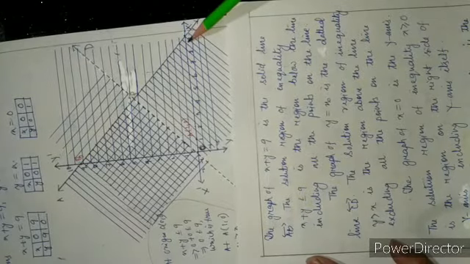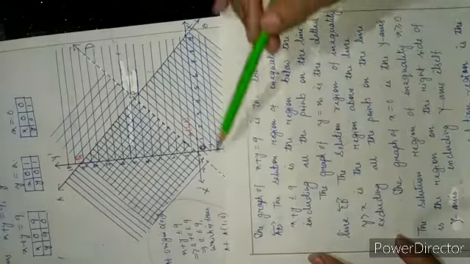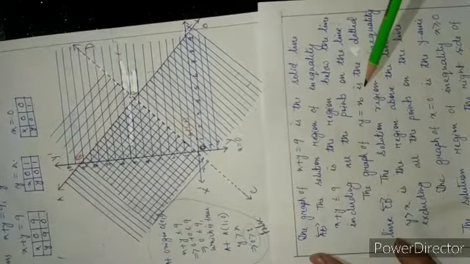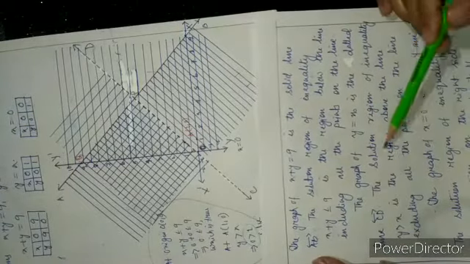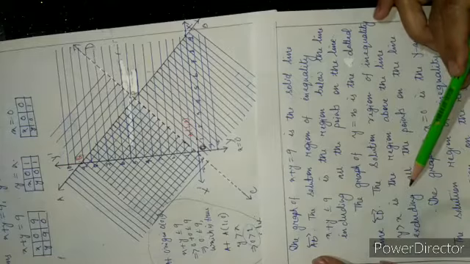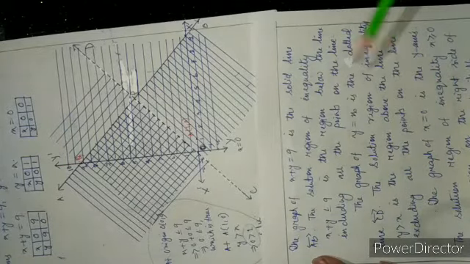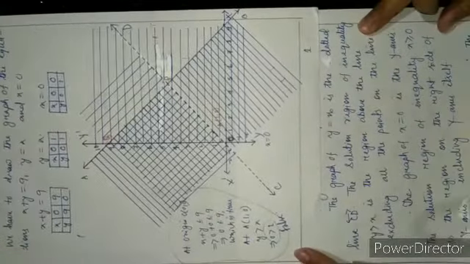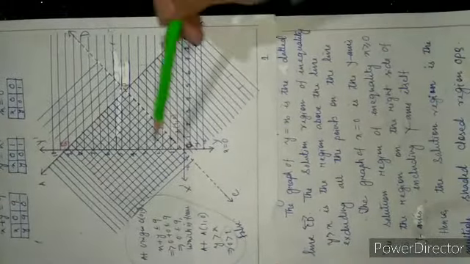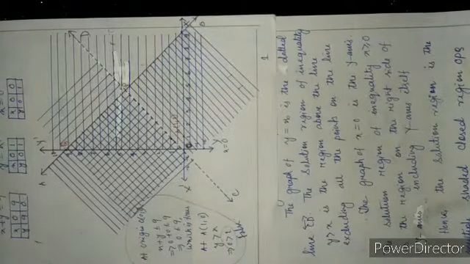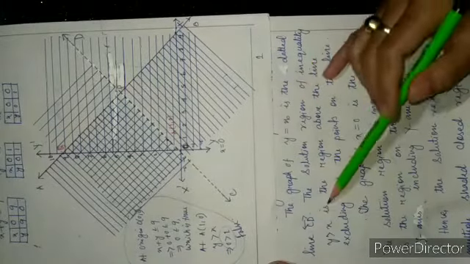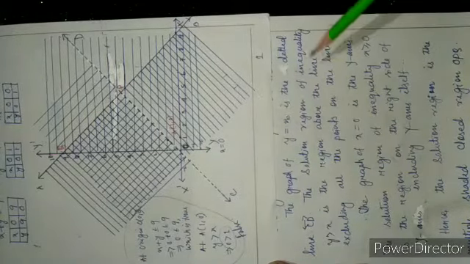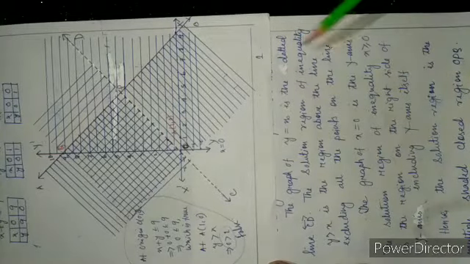Next, the second graph. The graph of the line y is equal to x is CD, a dotted line. The solution region of the inequality y is greater than x is the region above the line, excluding all the points on the line. The points lying on the line are not part of the solution, since the graph of y is equal to x is the dotted line CD.